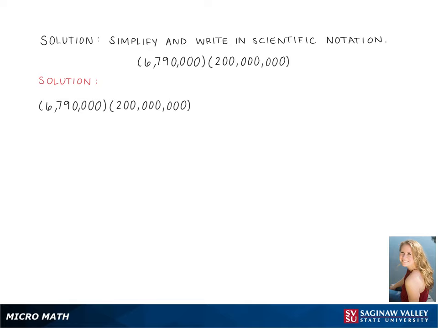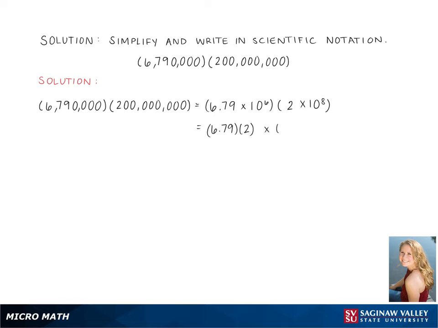Here we need to simplify and write the expression below in scientific notation. 6,790,000 times 200 million. In doing so, our first step is to turn both of these into scientific notation. Doing so gives us 6.79 times 10 to the 6th times 2 times 10 to the 8th.